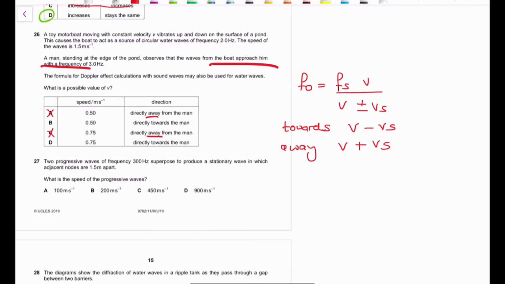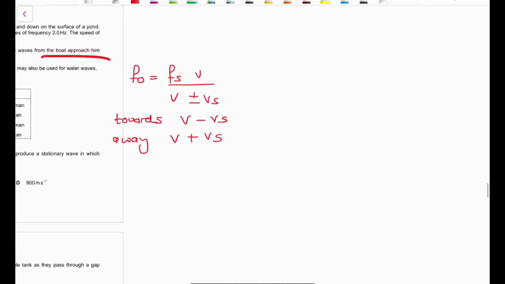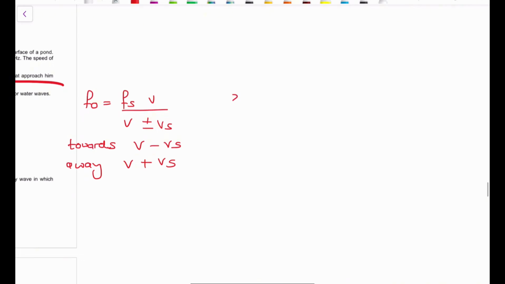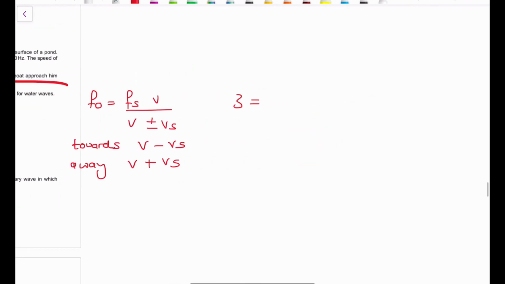So we want to find the speed of the motorboat, which is going to be V_s. Because you've been given the speed of the waves, which is 1.5, and you want to find the speed of this motorboat as it's going to be moving. So how do you find that? We know that F naught, the person is going to hear 3. So we know that F naught is going to be 3, and F_s is going to be 2.